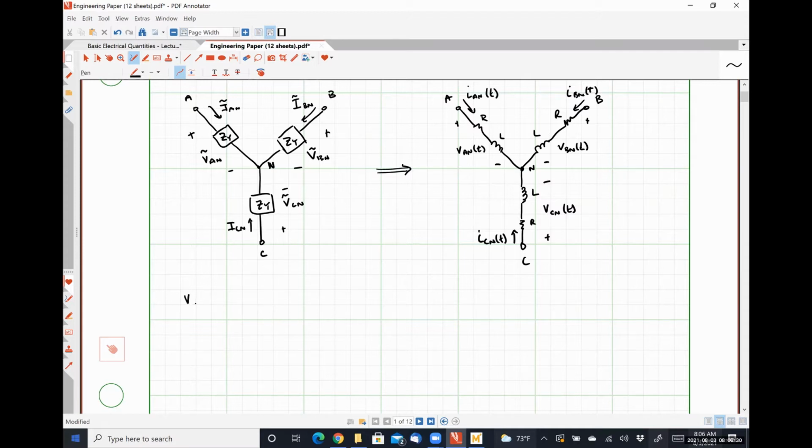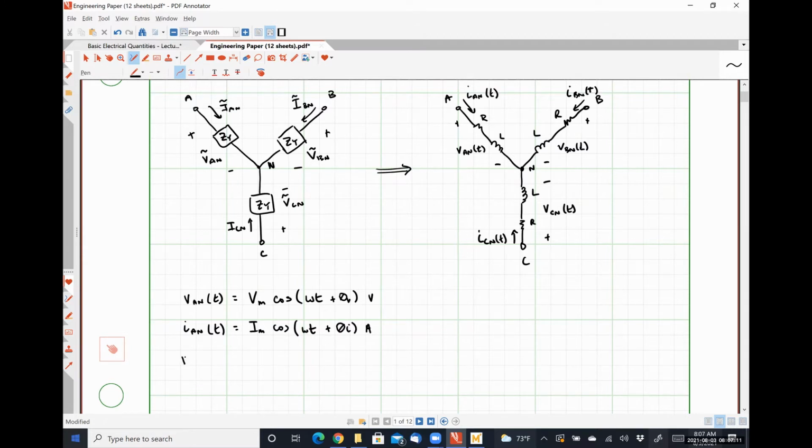Let's say that VAN of t will have some magnitude Vm cosine omega t plus 0 degrees volts. Actually, I take that back. Plus theta v volts. And the corresponding current IAN of t will be Im cosine omega t plus theta I amps.